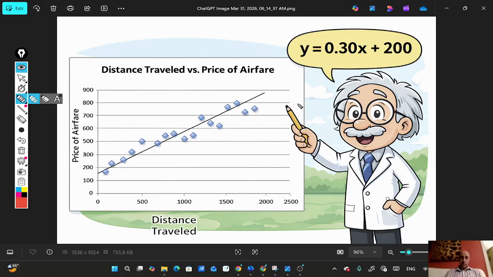Hello everyone. In this question, we will use the scatter plot to find the equation and to explain the rate of change for this scatter plot that has a relationship or a correlation between a distance traveled and price of air fare. To do this, let's follow this example.